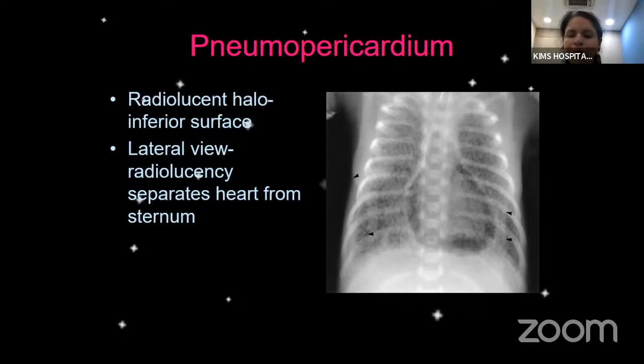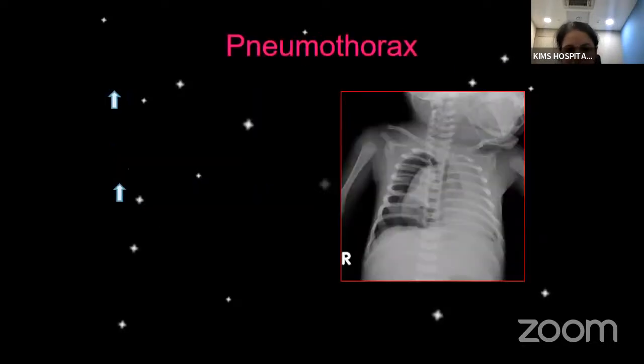So in pneumopericardium, the important differences from pneumomediastinum are: A, we don't classically see the spinnaker sail or the angel wing sign, which is caused by the lifting up of the thymus in pneumomediastinum. And B, in pneumopericardium, we would see a radiolucent halo caused by air on the inferior surface of the heart.